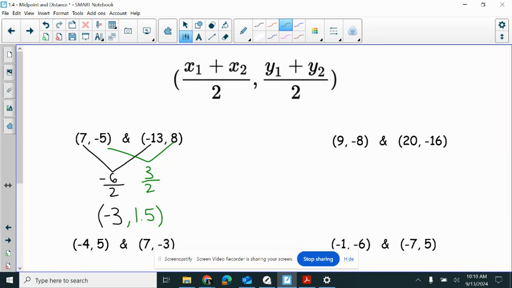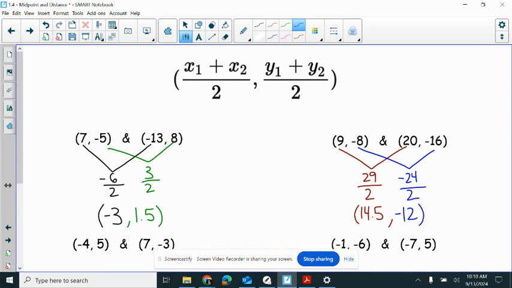Do one more. 9 plus 20 is 29. 29 divided by 2 is 14.5. Now you do the y's, -8 and -16. If I add those together, I get -24 divided by 2 is -12. There's my answer.